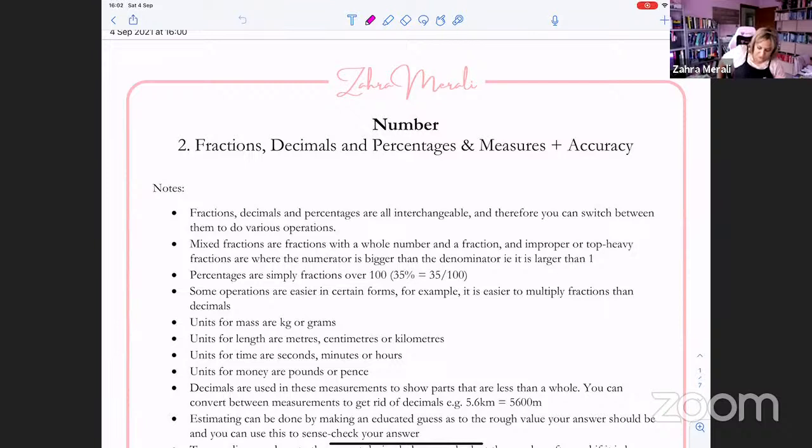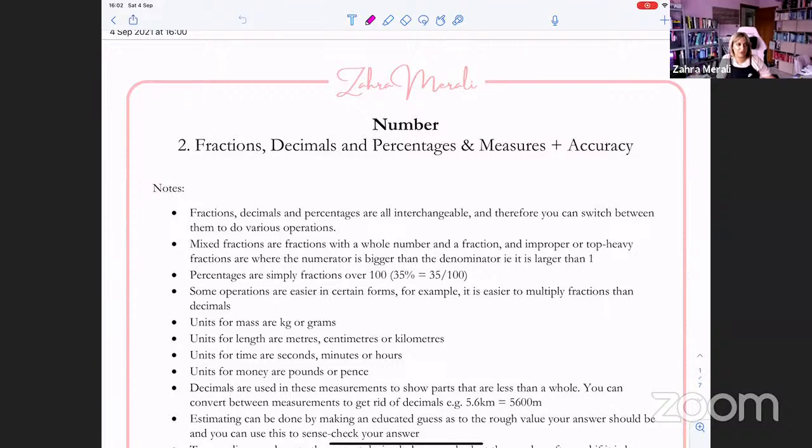Okay, here we go. So we've got fractions, decimals, percentages, measures, and accuracy. So let's have a look at what we're going to do here. As before, last week we had a few technical issues. Hopefully they've all been resolved for this week, but if anything doesn't work, stick something in the comments and I'll see what I can do to help. All right, so we've got fractions, decimals, percentages, and measures.